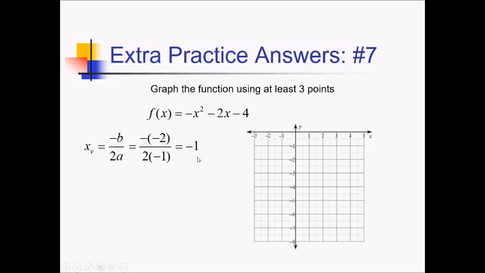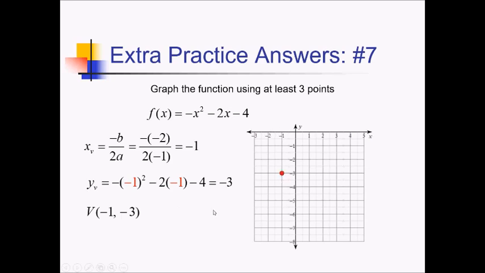To get the y value, we have to plug that back into the original. So we have negative negative 1 squared minus 2 times negative 1 minus 4. Negative 1 squared is positive 1, but then it flips back to negative with this negative out here. So we have negative 1 plus 2 gives me a positive 1, and 1 minus this last 4 gives me a negative 3. So then my vertex is negative 1 comma negative 3. So negative 1, negative 3 is right there.